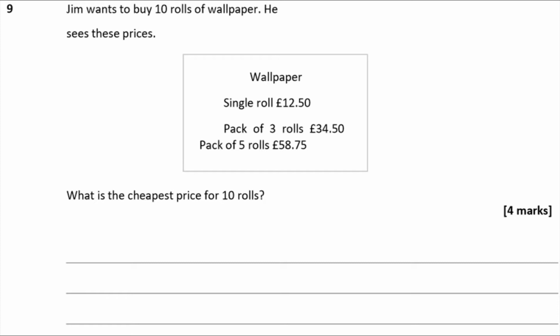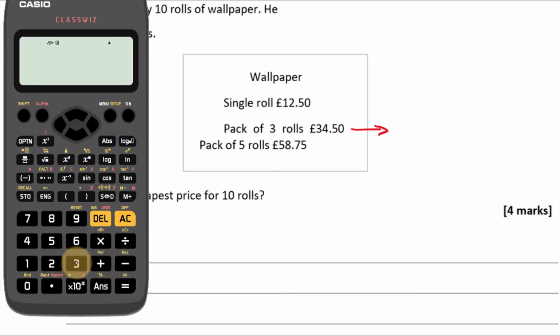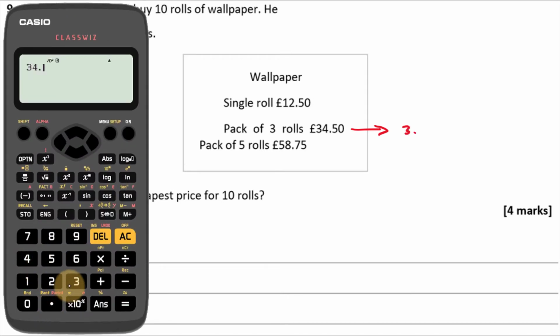Obviously a single roll costs £12.50, so no surprise there. So if 3 rolls cost £34.50, what's 1 roll then? Let's just divide that in the calculator. £34.50 divided by 3, what's that? That comes out to be £11.50. Okay, so that is a bit cheaper than buying the single rolls.